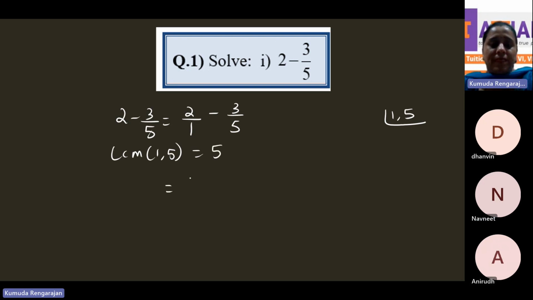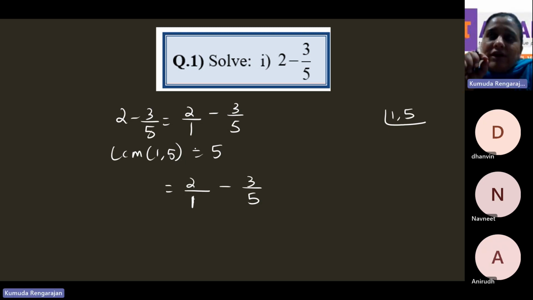Now what should you do? 2 by 1 minus 3 by 5. This denominator 1 should become 5 because the common denominator is now 5. The least common multiple, LCM, is 5. That means you want to bring the denominator of both the fractions to 5.